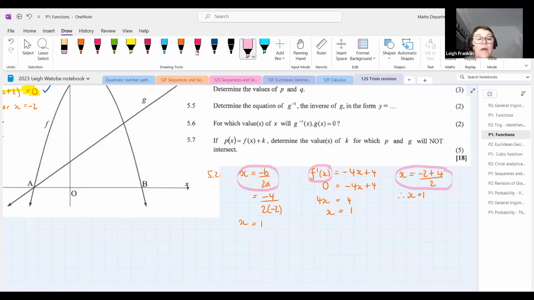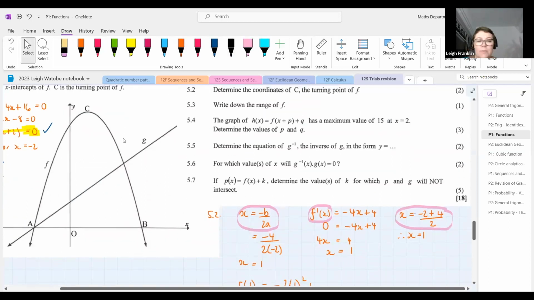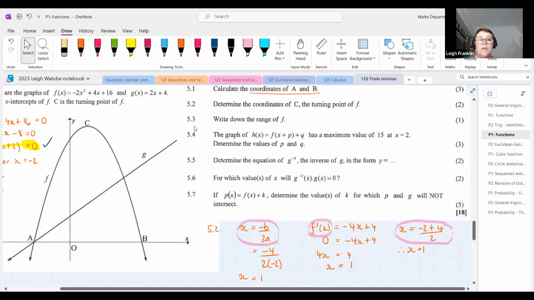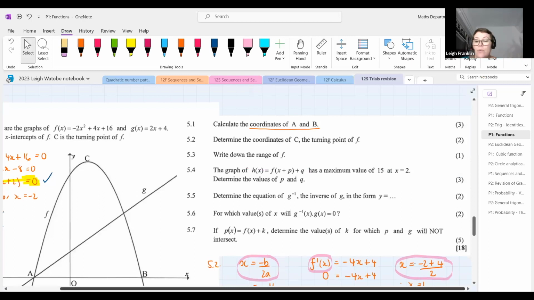In order to work out the 18, you would obviously have to go and sub in. So here we would sub in f of 1 into -2 times 1 squared, plus 4x plus 16. So plus 4 times 1 plus 16, and then we get 18. So quite right, the coordinates at C are 1 and 18. Beautiful, well done. Okay, now question 5.3.